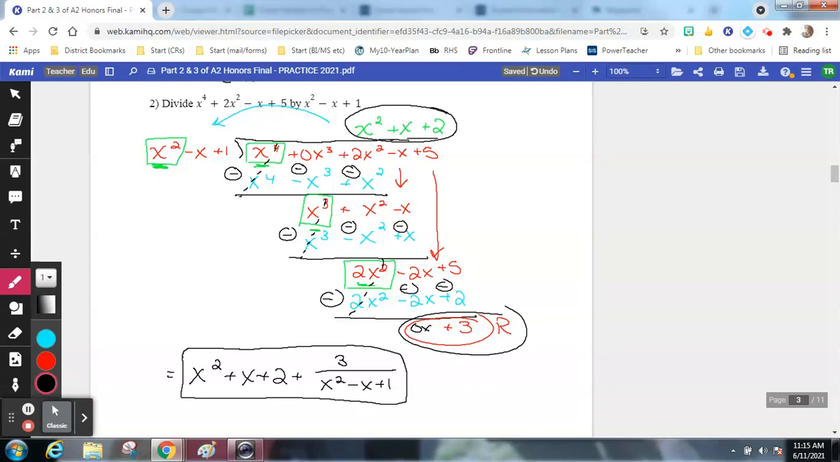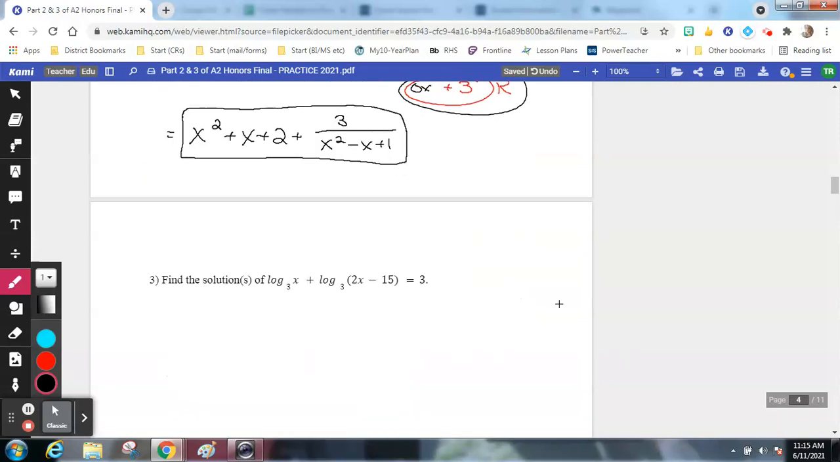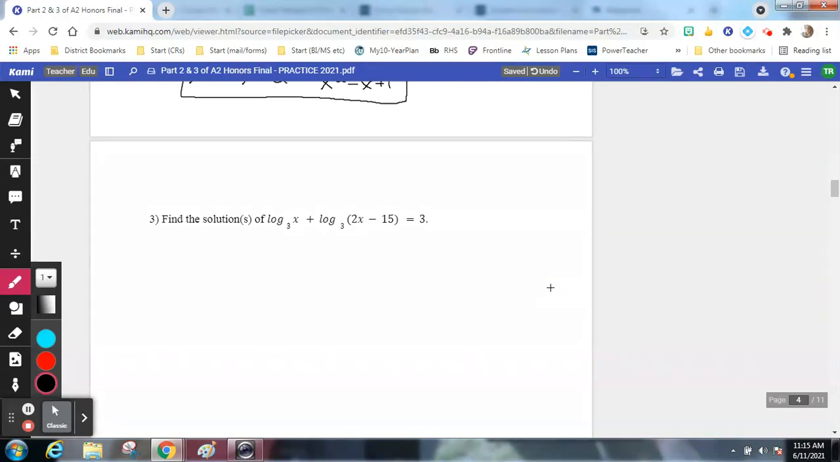All right, number 3, we got logs. So remember with logs, we have to come up with those log rules. One of them that we got to remember is as long as these are the same bases, log 3, and addition means I'm actually going to multiply the 2 arguments. So I'm going to rewrite this as log base 3 of x times 2x minus 15 equals 3.